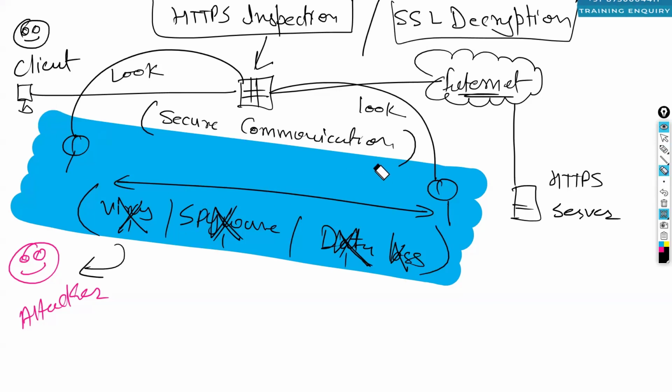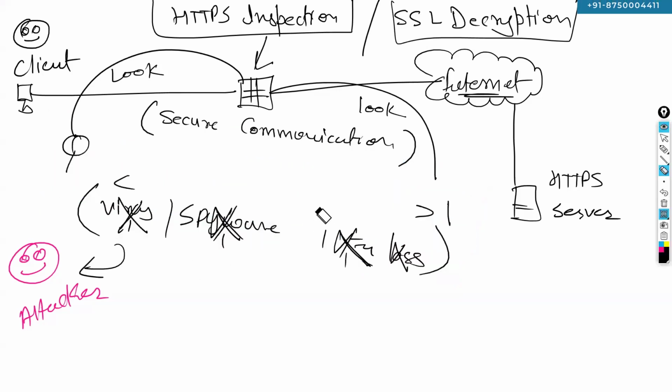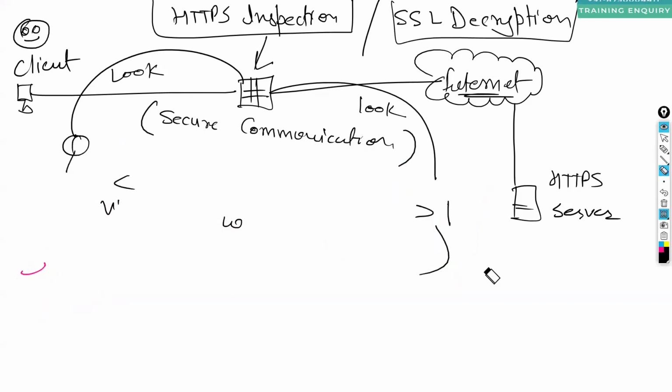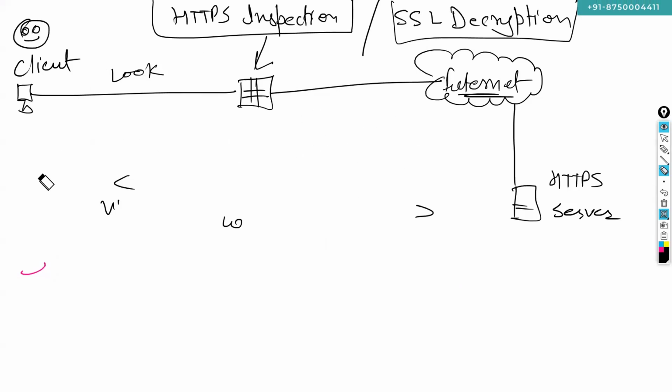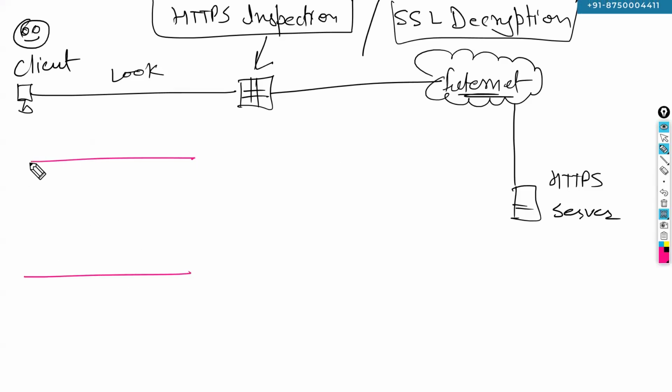Then what will happen? After HTTPS inspection, a single tunnel will not be there. There will be two tunnels for one connection when we enable HTTPS inspection. The first tunnel will be between client and firewall, and the second tunnel will be between firewall and public server.